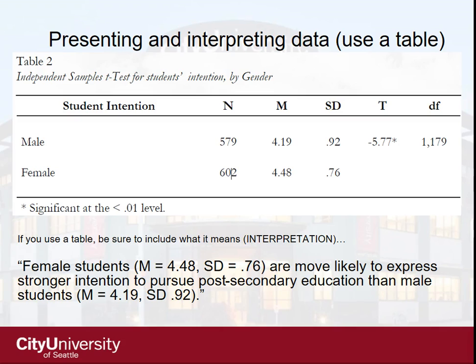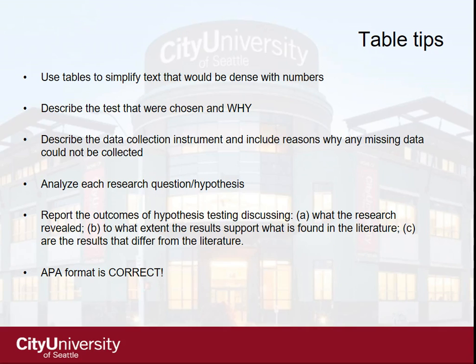Regarding tables, you want to make sure you include in the title what it means. So, Table 2, Independent Samples T-Test for Students' Intention by Gender. So in the title of the table, again, this is APA stuff, talk about what the table represents. Is it clear? Is it clear to understand in the table? So you see the t-test, standard deviation, mean, etc. Now, should you use a table or should you not use a table? Use a table to simplify things that would be dense.